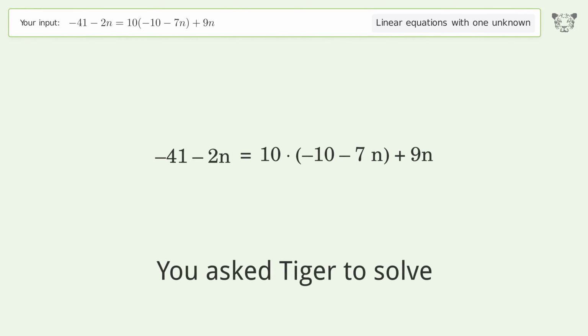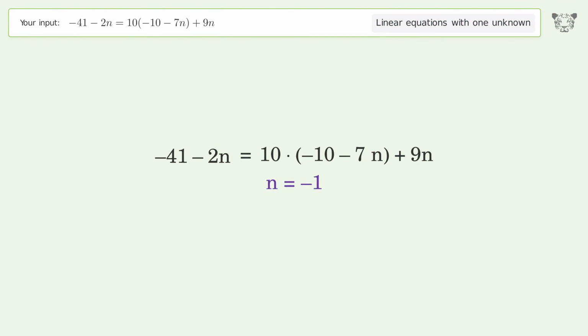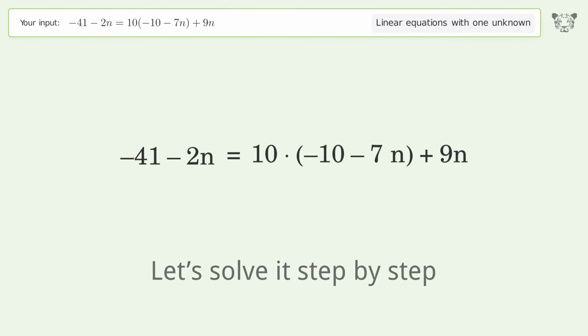You ask Tiger to solve this. It deals with linear equations with one unknown. The final result is n equals -1. Let's solve it step by step.